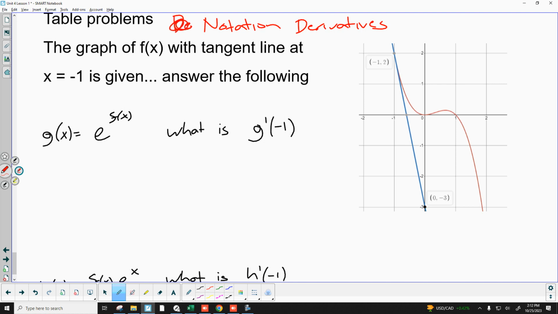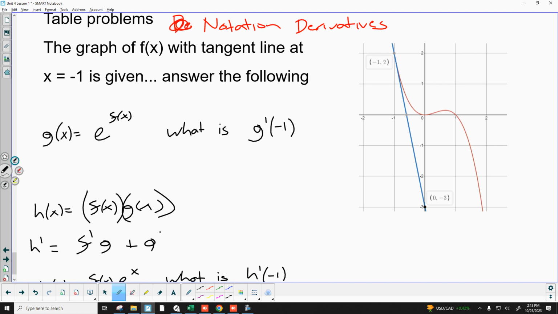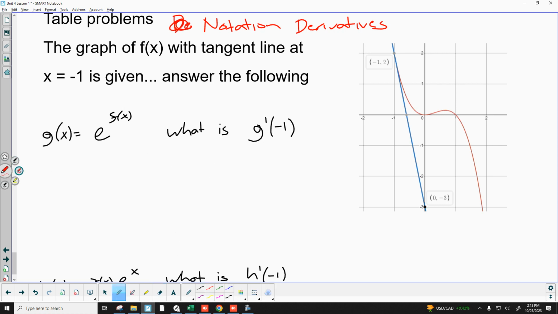You guys remember when we had stuff like, hey, h of x equals f of x times g of x? Remember these table problems where you had to take the derivative, but the derivative was very notational, but you had to remember your rules. And it's like, oh yeah, f prime g plus g prime f. Well, this is the same idea. We have this notational derivative that we need to take. What I noticed is that it's e to a power, and the power is something other than x. So I'm going to put a set of parentheses in there, and I'm going to O and I it.